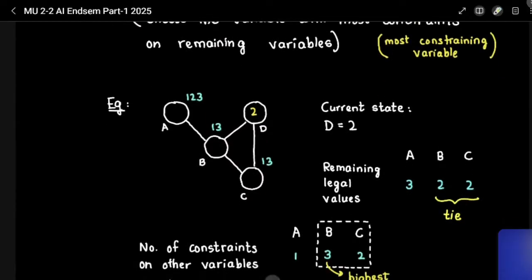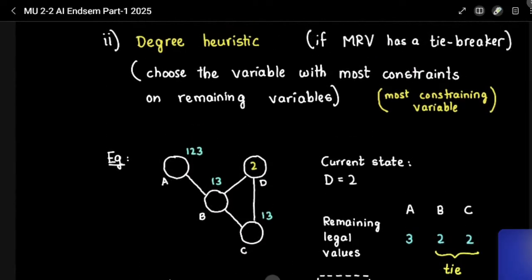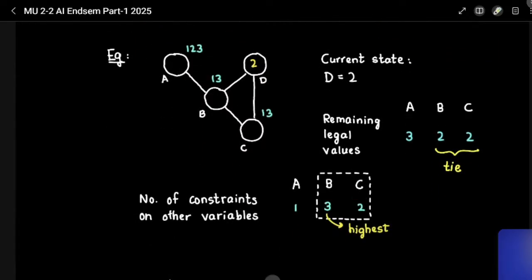So let us count the number of constraints on other variables. A is here. There is only one constraint. See, this is a constraint graph, right? Every edge represents a constraint. So A has a constraint on only B. B has constraints on A, D and C. So it has 3 constraints. C has a constraint on D as well as B. So 2 constraints. Now the tie break was between B and C, right? So within B and C, we will look at the variable that has the highest number of constraints, because that is what the degree heuristic says. Choose the variable with the most number of constraints on remaining variables. So here clearly B is the winner.